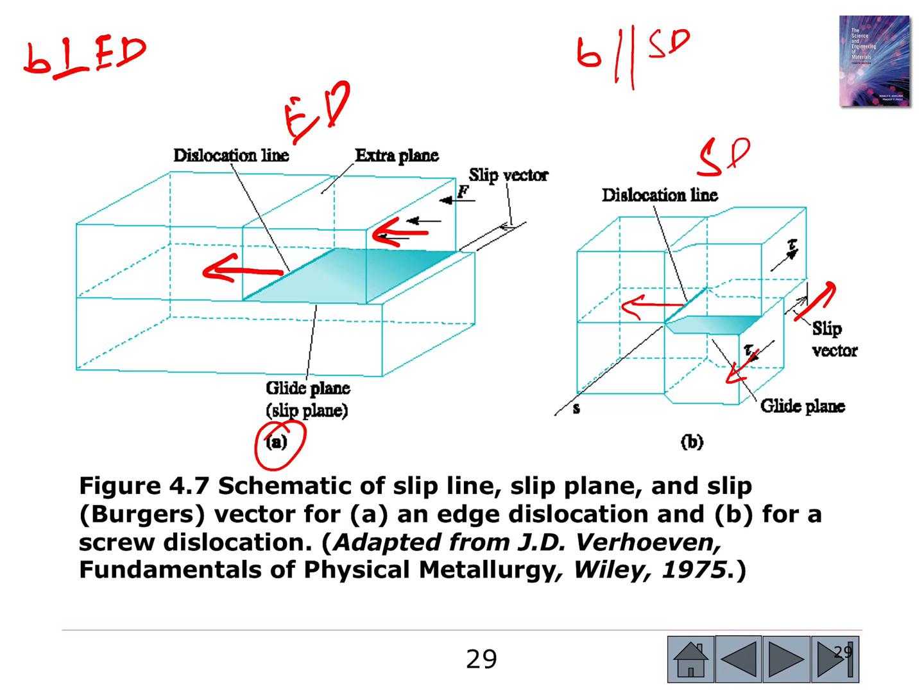So in edge dislocation, Burgers vector is perpendicular to the edge dislocation but is parallel to the motion of the edge dislocation line, whereas Burgers vector is parallel to the screw dislocation but it is perpendicular to the motion of the screw dislocation line.